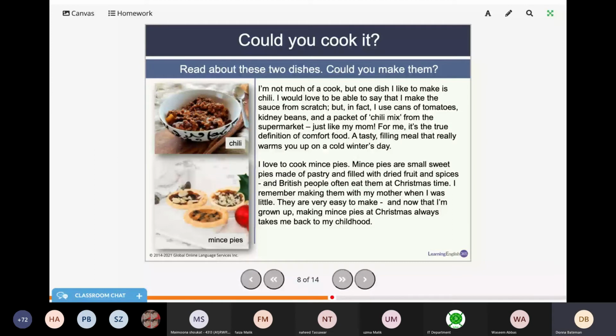I'm not much of a cook, but one dish I like to make is chili. I would love to be able to say that I make the sauce from scratch, but in fact, I use cans of tomatoes, kidney beans, and a packet of chili mix from the supermarket, just like my mom. For me, it's the true definition of comfort food, a tasty, filling meal that really warms you up on a cold winter's day.